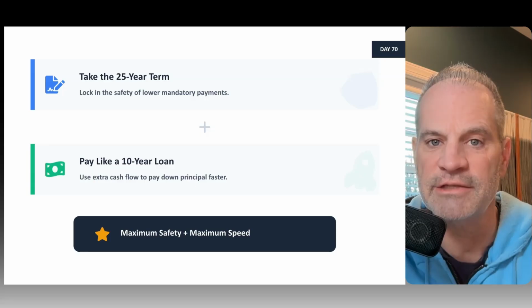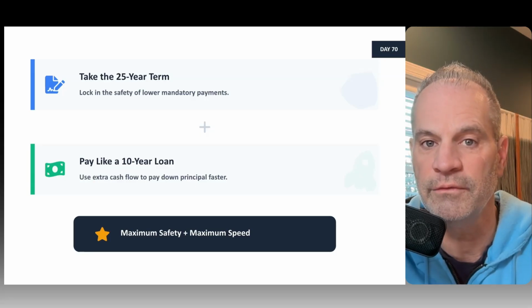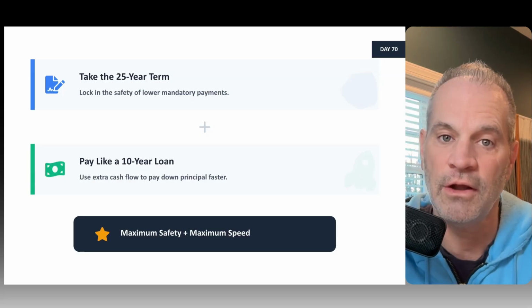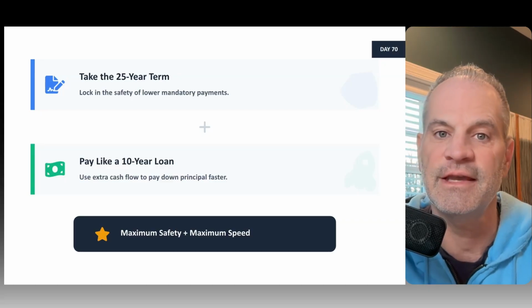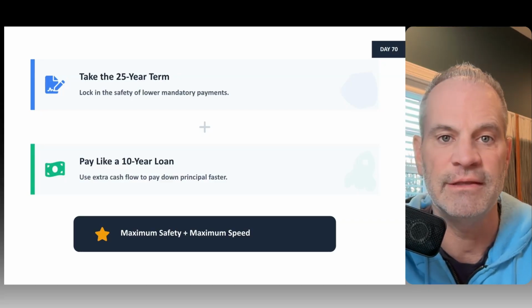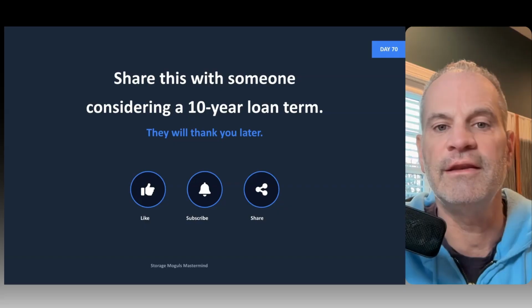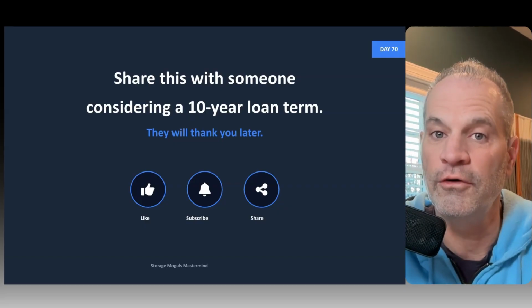This strategy gives you maximum safety because your actual required payment is low. It also gives you maximum speed because you're aggressively paying down the principal. This is how you get the best of both worlds: safety and speed. All right. Well, if you didn't understand loan amortization before, hopefully you do now.